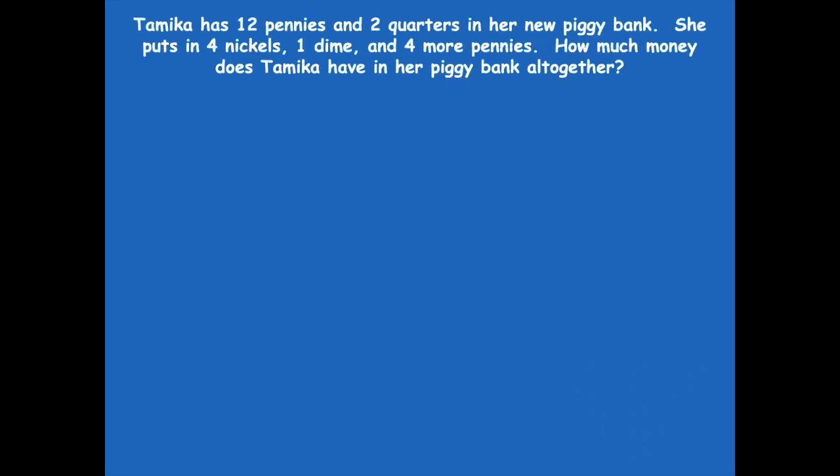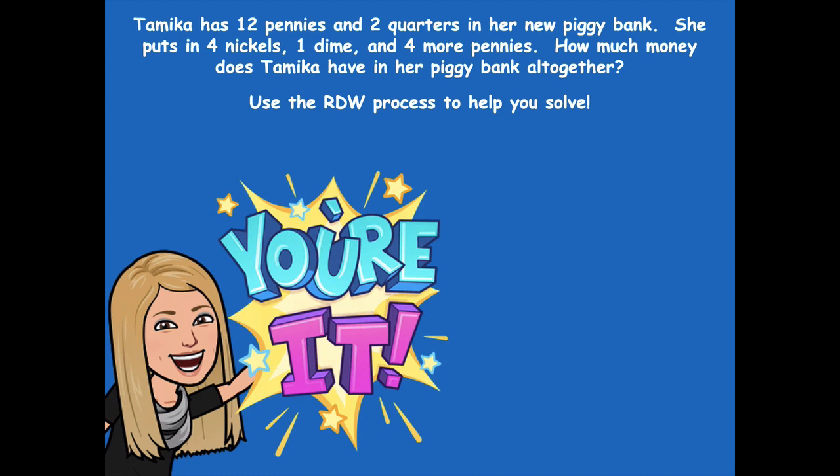All right, so let's take a look at another problem. Tamika has 12 pennies and 2 quarters in her new piggy bank. She puts 4 nickels, 1 dime, and 4 more pennies. How much money does Tamika have in her piggy bank altogether? So you're going to use the RDW process to help you solve. So pause the video, use that RDW process to solve. Remember, you have to come up with an equation and a statement at the very end. So pause the video, solve, and then click play when you're ready to go over it together.